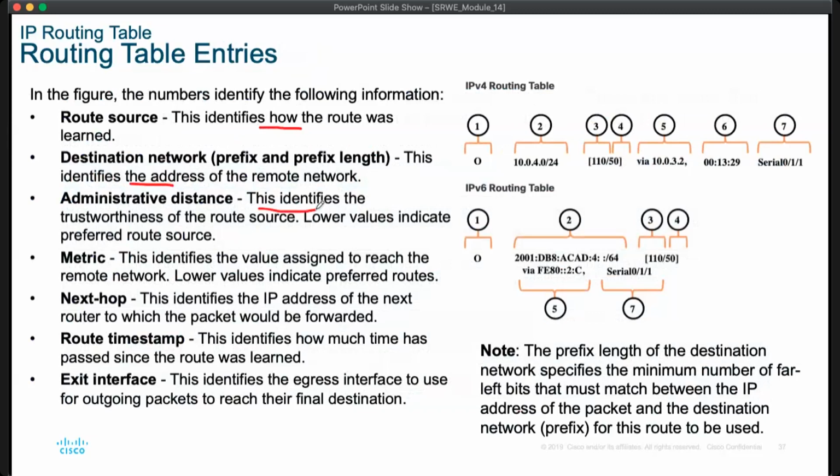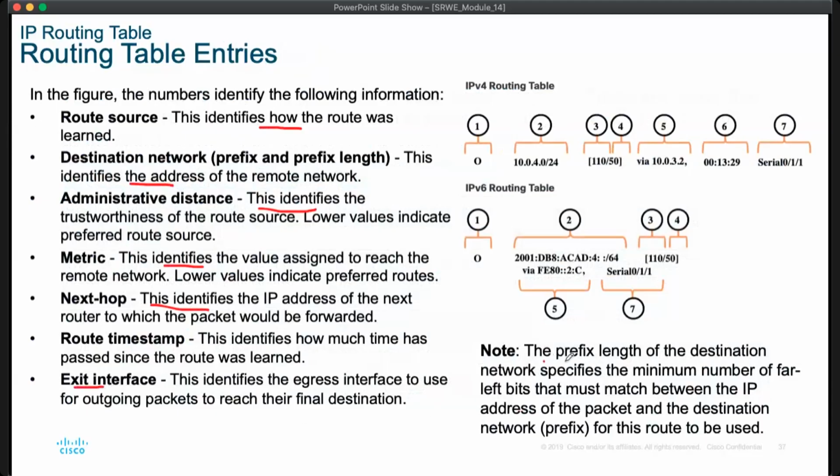Lower value indicates preferred route source. Metric. This identifies the value assigned to reach the remote network. Lower value indicates preferred routes. Next hop. This identifies the IP address of the next router to which the packet will be forwarded. Route timestamp. This identifies how much time has passed since the route was learned. And then for exit interface, this identifies the egress interface to use for outgoing packets to reach their final destination.